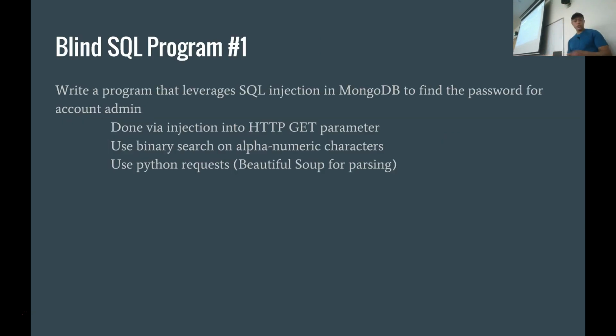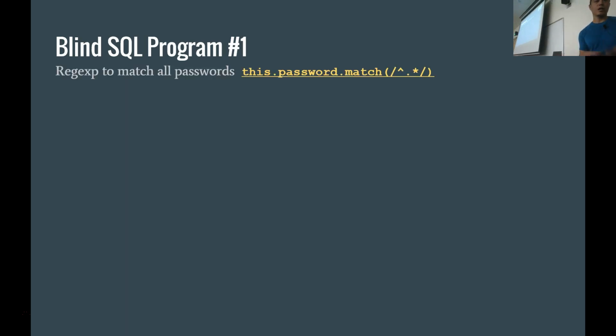Okay, so then I'm going to talk about your program. Write a program that leverages SQL injection in MongoDB to find the password for the account admin. In this one, it's easier because the injection is done in the HTTP GET parameter, so all you're doing is handling URLs to do this attack. You're going to do a binary search on alphanumeric characters, so the password you're searching against is just numbers and letters. I'm going to have you use Python with requests and Beautiful Soup for parsing, and I'm going to give you the template program that does that, so you don't even have to learn Beautiful Soup if you don't want to.